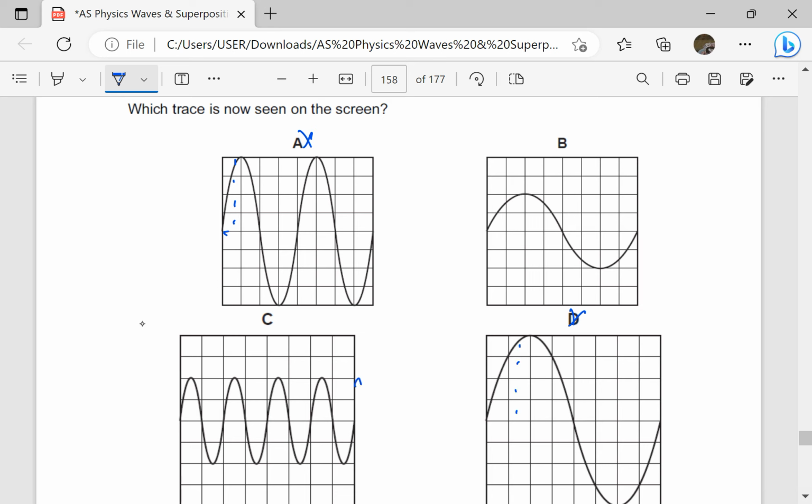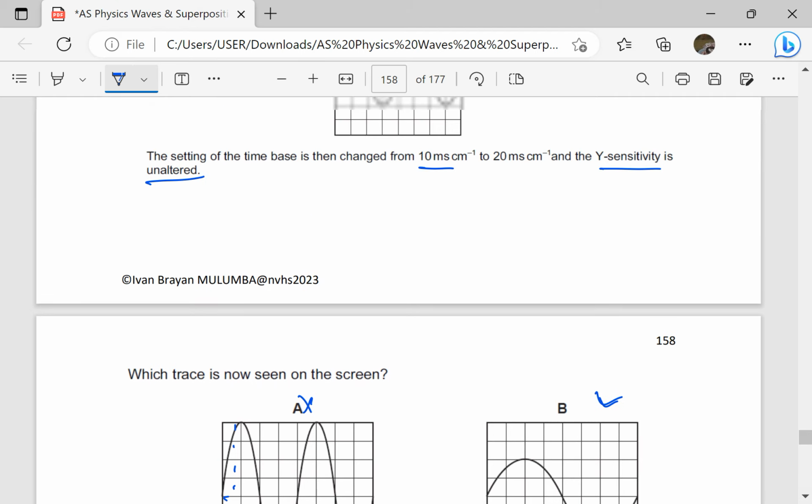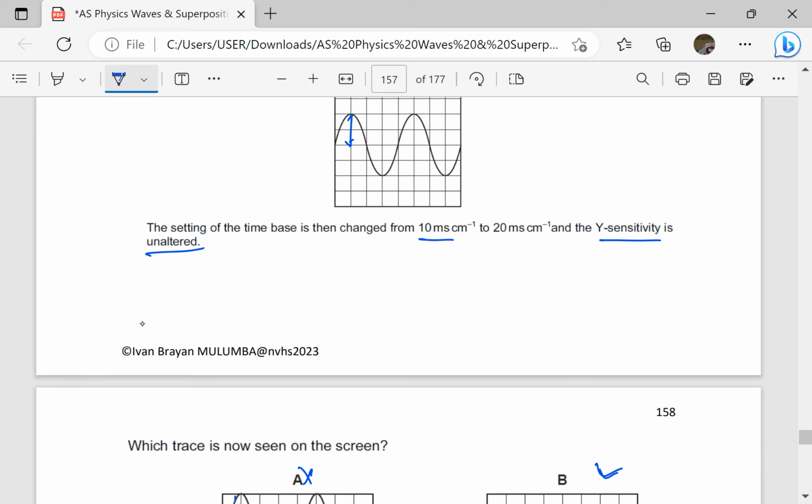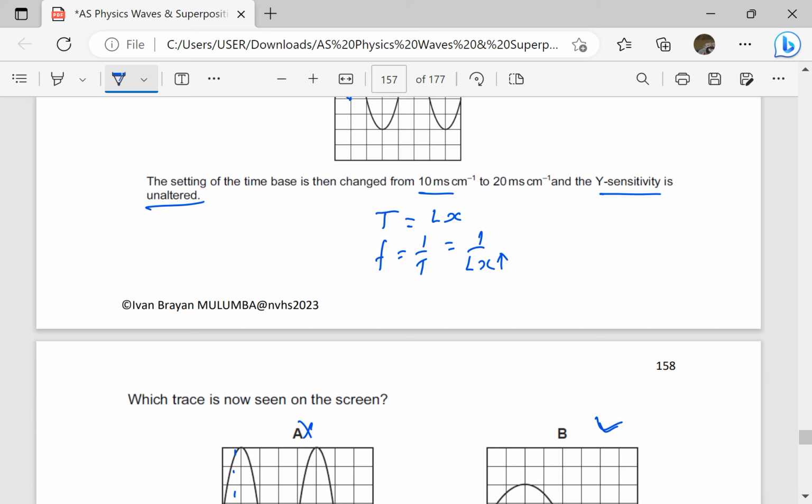So we remain with the options B, C and D. We have seen that the time base setting has been changed to 20 milliseconds per centimeter. Note that period is equal to the length of the cycle times the time base setting. And we know that frequency is equal to 1 over the period, so this would be 1 over L times X. So if X has been increased from 10 milliseconds to 20 milliseconds per centimeter, X has been increased.